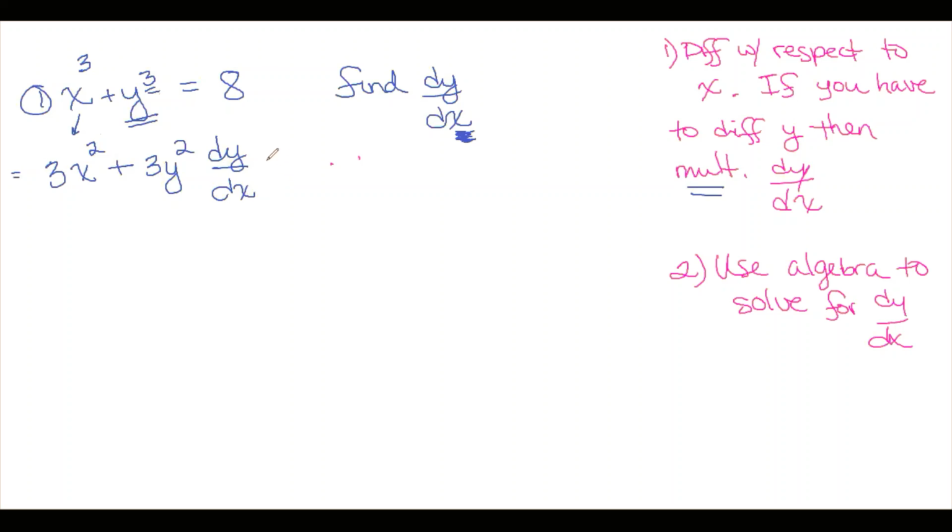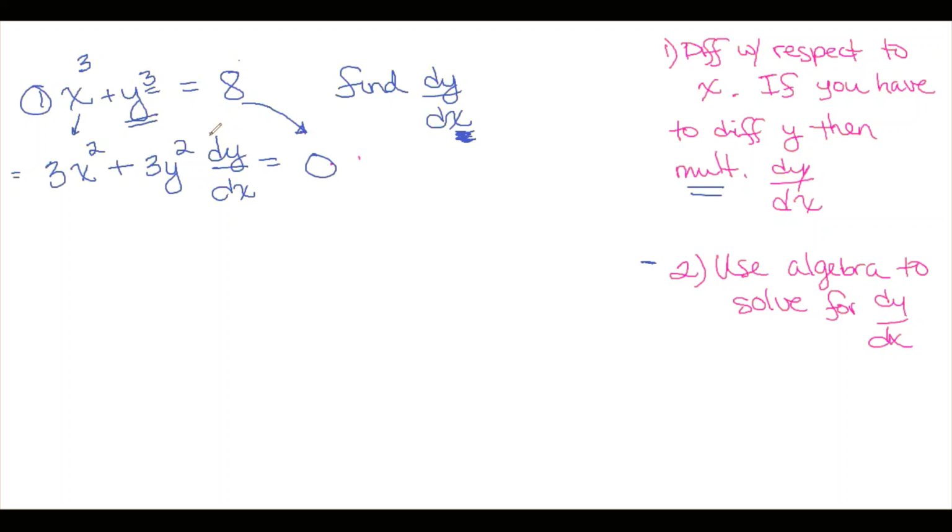And I'll give you a reason why in a second. And when you do this, you're taking the derivative of both sides. So that means I also have to find the derivative with respect to x of 8, and that'll give me 0. Now the next step is use algebra to solve for dy/dx.